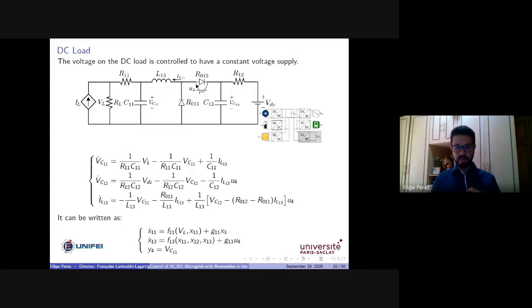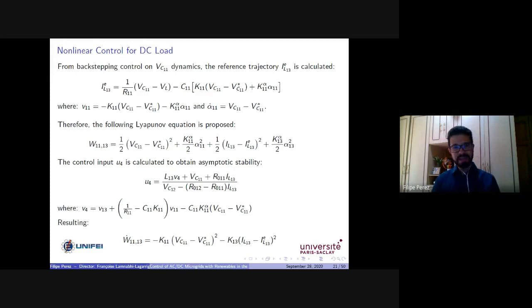And here, as we can write the system like this, the straightforward application is to use the backstepping technique, where a reference trajectory IL13 is calculated such that we linearize the dynamics of VC11. And by taking a Lyapunov function candidate, we can design the control input of the system, where the result of the Lyapunov derivative is given. So by taking this Lyapunov function as the desired one, we may compute the control input such that the voltage VC11 is controlled in the desired reference.